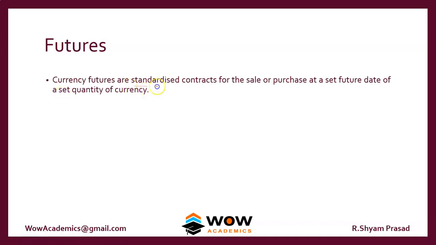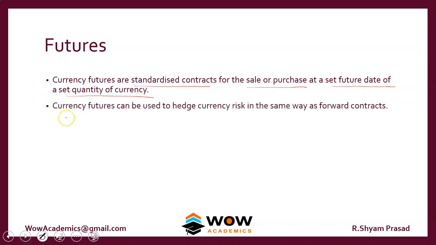Currency futures are standardized contracts for the sale or purchase at a set future date of a set quantity of currency. So currencies are exchange traded instruments. Currency futures can be used to hedge currency risk in the same way as forwards. So there's no difference between a forward and a future, except that a future is a standardized exchange traded contract. A forward is a direct contract between two parties.